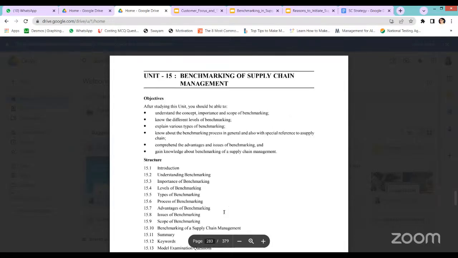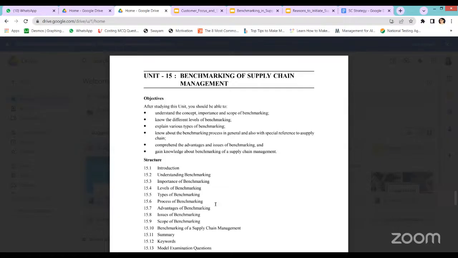benchmarking of supply chain management. So what is benchmarking? Benchmarking is a standard with regard to quality, with regard to profit, with regard to cost. So those standards will be fixed, and the companies will try to meet those benchmarks and put their efforts into meeting them.